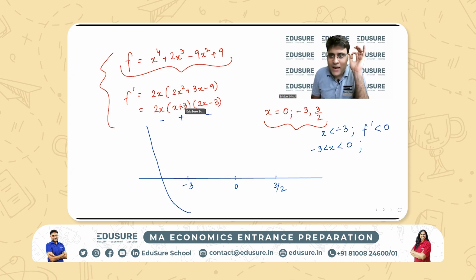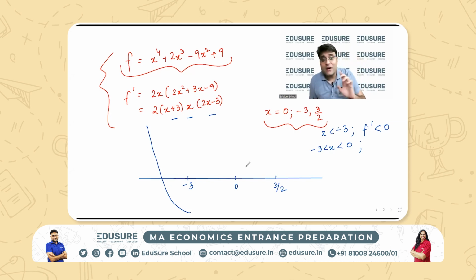Okay? Below minus 3. All of them will be negative. Let me write it down in this particular fashion. I think that will be better. Most of you will be able to understand this in a better fashion. Some of you are getting confused, most of you have understood. X plus 3, ye pehla root of minus 3. Ye second root of x is equal to 0. And this is the third root of x is equal to 3 by 2. So below minus 3, all of them are negative. Hence, f dash is negative. F dash negative ka matlab hai, it is a decreasing function.